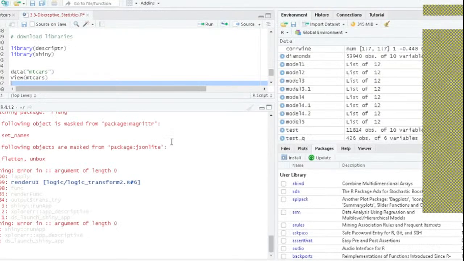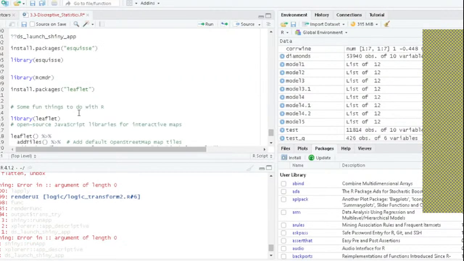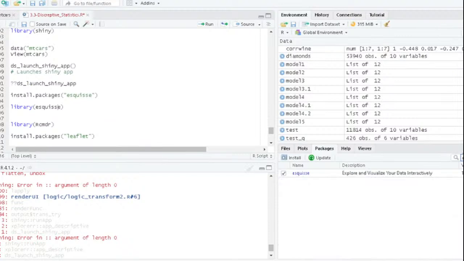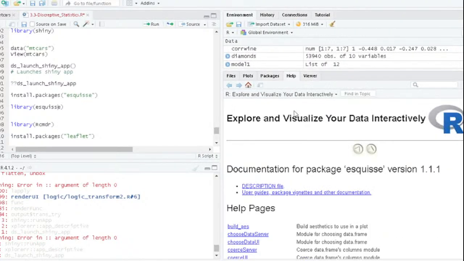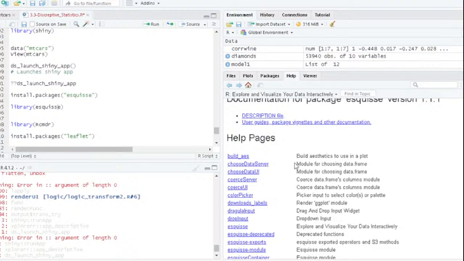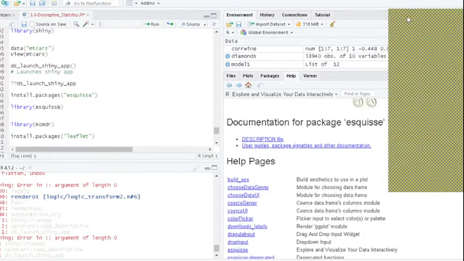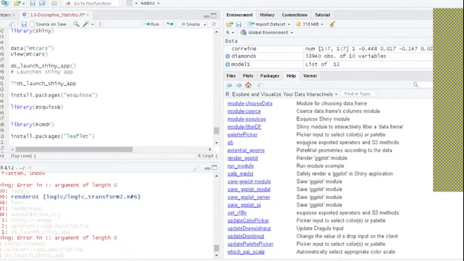Window is not opening. Maybe some maintenance activities going on at the back end, something like that. Otherwise, SQC, if you see explore, visualize your data. You can do data visualization using this package. Completely just the way you drag and drop in Tableau, right? It's a package. You can just drag and drop variables and create visualizations.